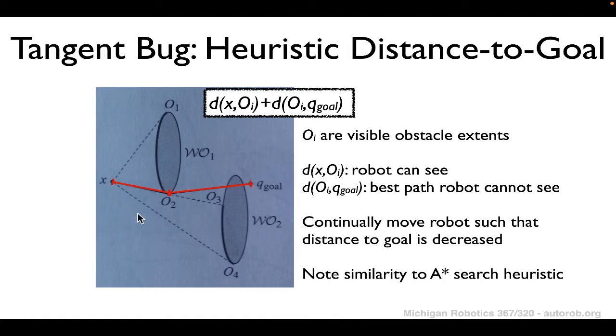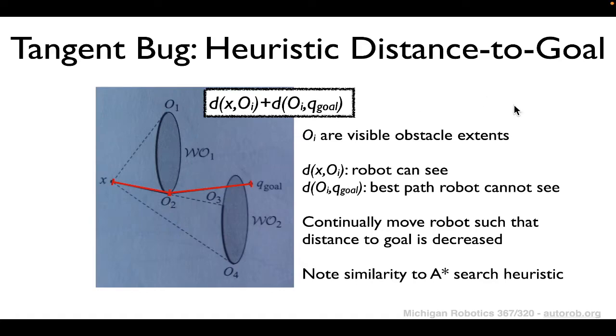So in the figures that we look at, we'll consider the current state or the current configuration of the robot to be denoted with X, and the goal configuration of the robot to be denoted by this Q goal. So within the 2D environment that we're assuming, let's consider the case where we have visible obstacle extents denoted by O sub I, where the I indexes different obstacle extents. And so these obstacle extents are shown here graphically. So these are essentially the endpoints of sensed obstacles that are visible.